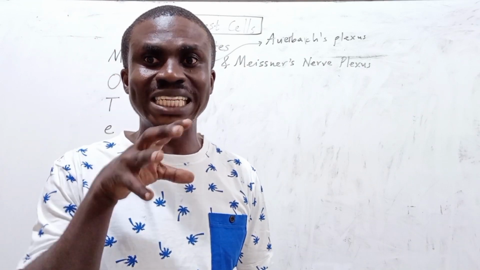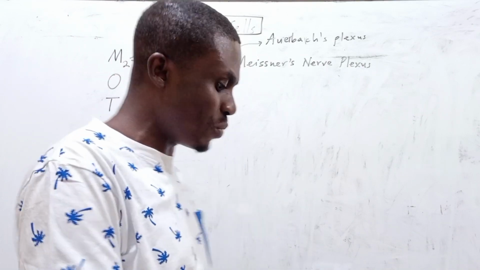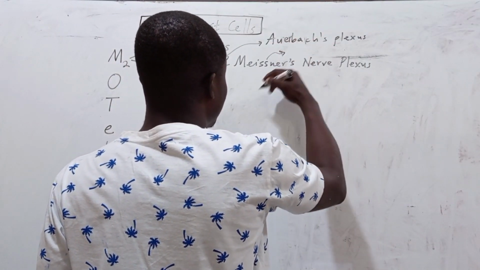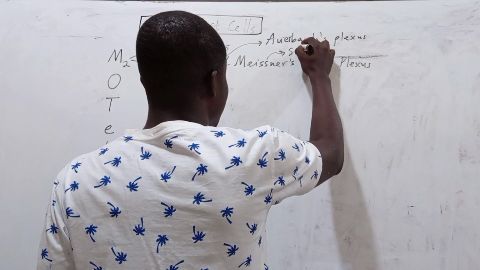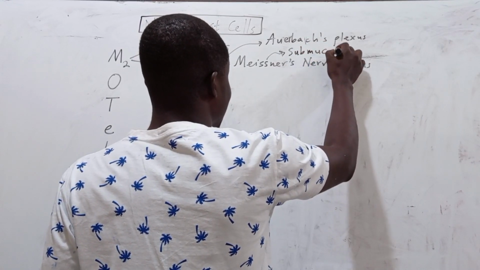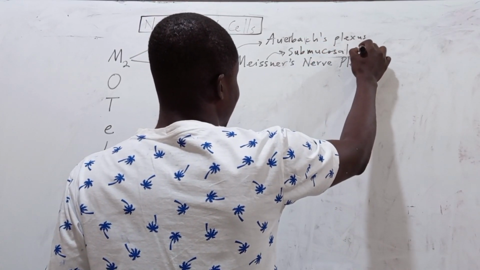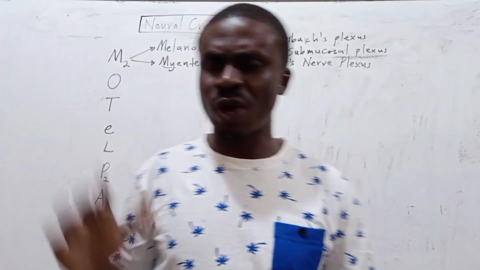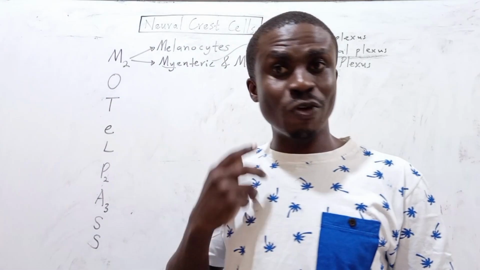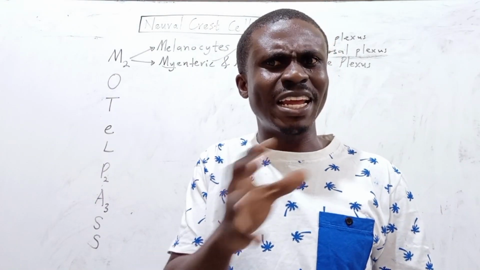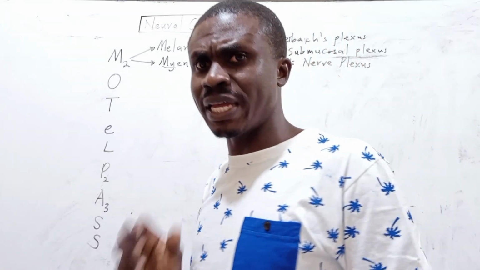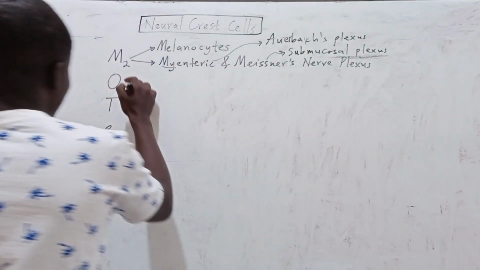Simply, we will call it submucosal nerve plexus. Submucosal nerve plexus. So, my friends, these terms, I'm interested in telling you because you may need them. Whenever we talk about these plexus, I want you to remember these guys. Now the next one is an O.